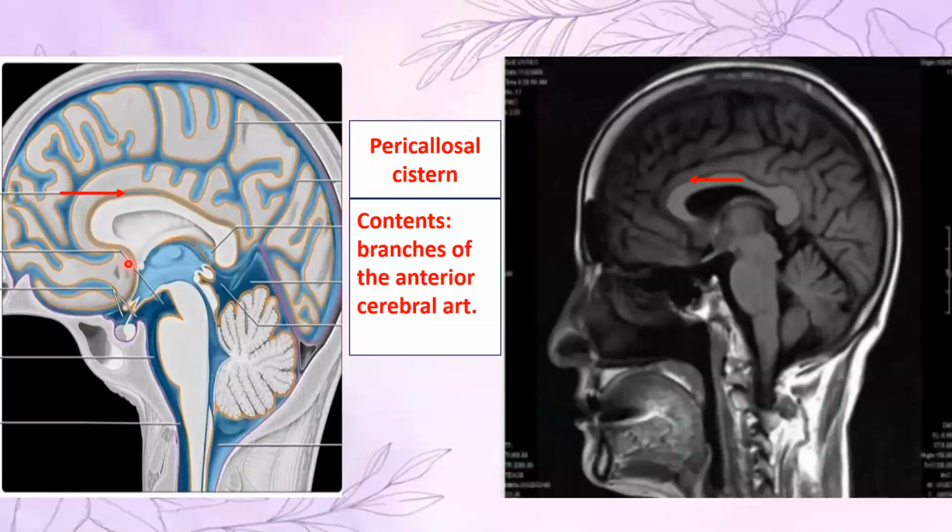The pericallosal cistern. This is an extension of the suprasellar cistern, and it is continuous along the superior surface of the corpus callosum. Posteriorly, it is continuous with the quadrigeminal cistern, and it contains the branch of the anterior cerebral artery. Here is the pericallosal cistern.